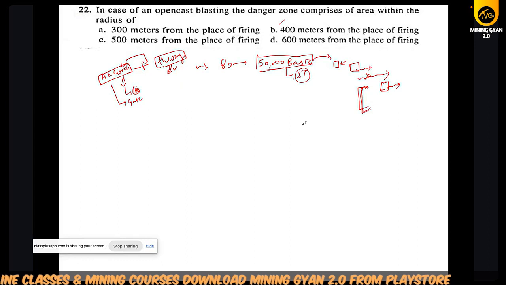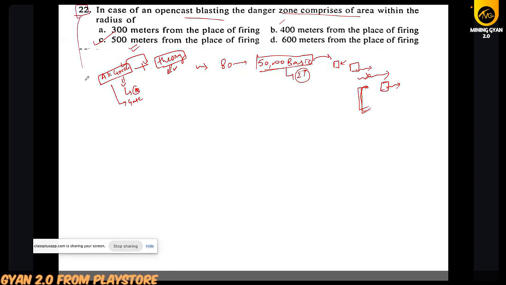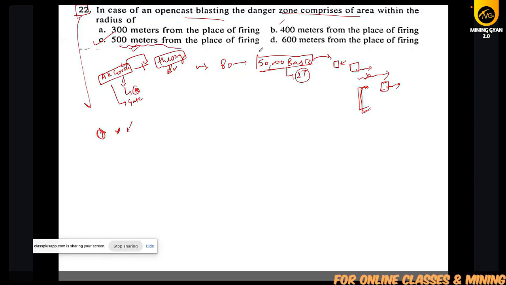है ना. तो इन दिस क्वेश्चन, in the open cast blasting, the danger zone comprises the area within the radius of 500 meters from the place of blasting. If you have not read this question before, then highlight or mark this type of question, and revise it multiple times. So if in future this type of question repeats, you can give the answer.